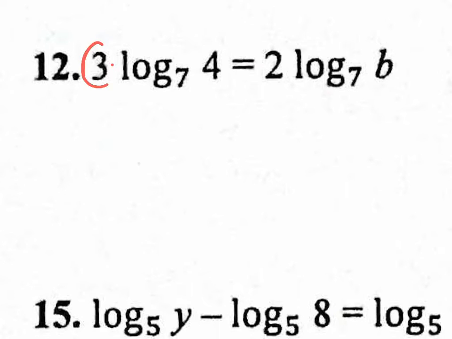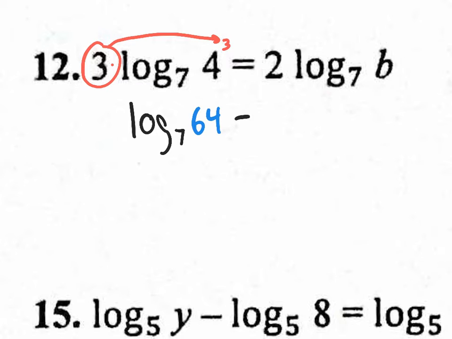We're going to take this multiplication of 3 and we're going to raise it to become the power of that base 4. So now I really do have log base 7 of 4 to the third. And 4 to the third is really, what is that? 4 times 4 times 4, 64. Okay, so now we have equals, and let's do the same over here. This multiplication of 2, we're going to make it a b squared instead of multiplication of 2. So we really have log base 7 of that b squared.